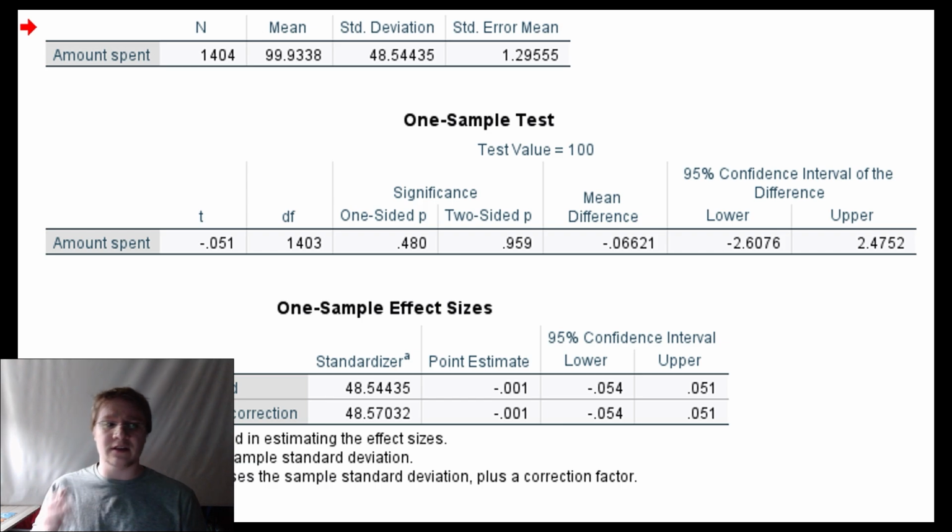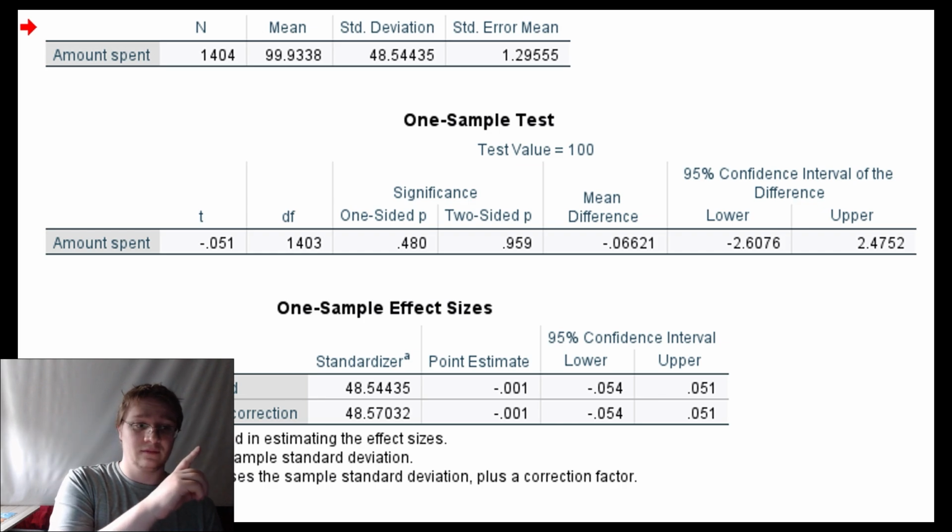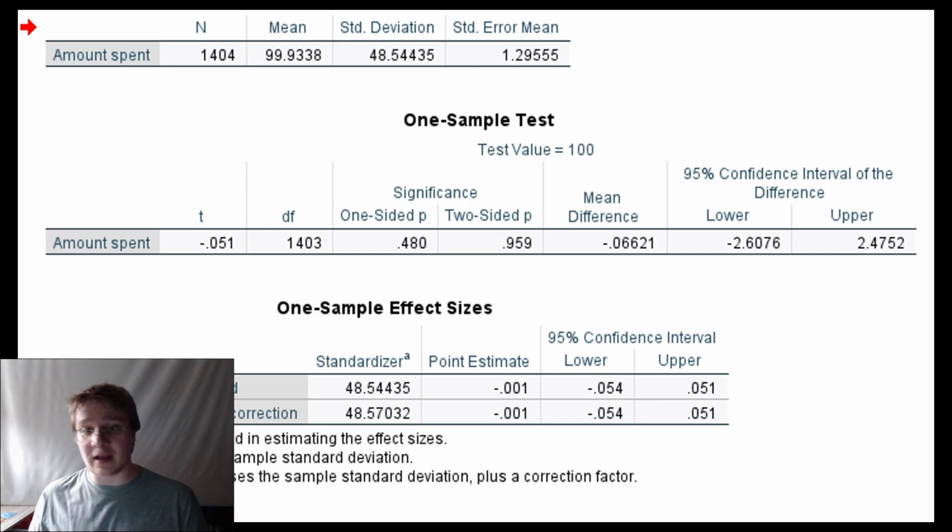So DF is the degrees of freedom, which is just our sample size number, which is 1,404 from the N all the way up there, minus 1. We use the degrees of freedom to be able to look at the table that we're about to see in a minute.